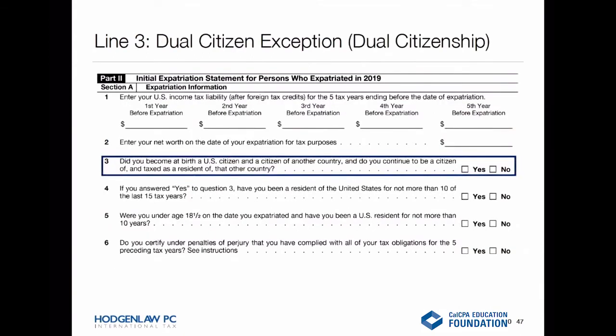So now we start to get into the exceptions. The first 2 lines, where we talked about the net income tax liability test and the net worth test, are tests where if you are a covered expatriate because of that test, that might be okay. You might still be able to be a not covered expatriate if you meet one of these exceptions. One of the exceptions is on lines 3 and 4, and one of the exceptions is on line 5. So we'll look at the dual citizen exception first. That's the one that's on line 3 and 4.